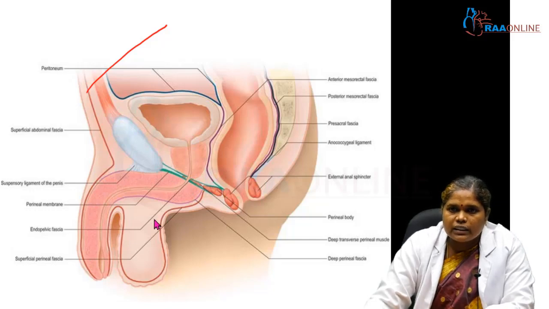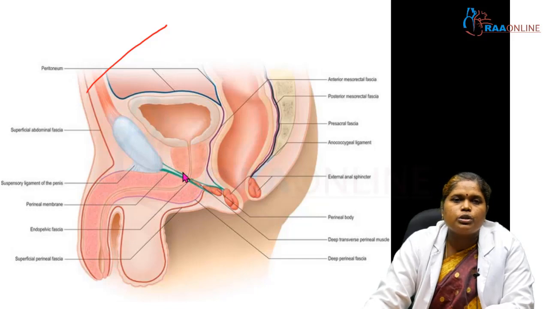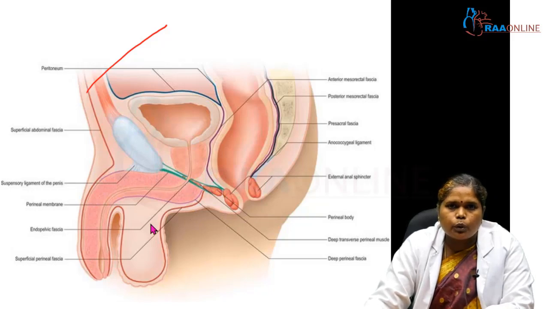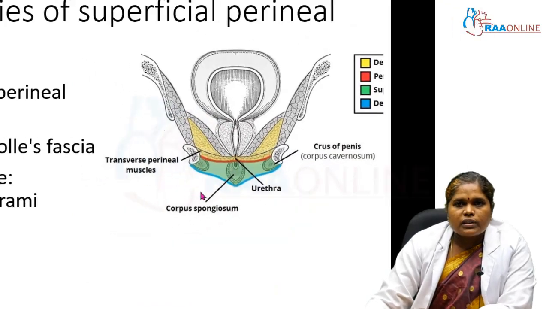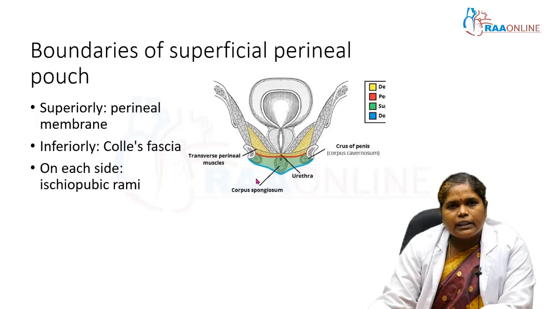Now we have seen three fascia, and between the three fascia we are going to have two spaces. Between the Colles fascia and the perineal membrane we see a space, and that is the superficial perineal pouch or space. Then between the superior layer of the urogenital diaphragm and the perineal membrane we see a space or pouch, and that is the deep perineal pouch. So you need to understand this in the section. Now first we will see about the superficial perineal pouch.